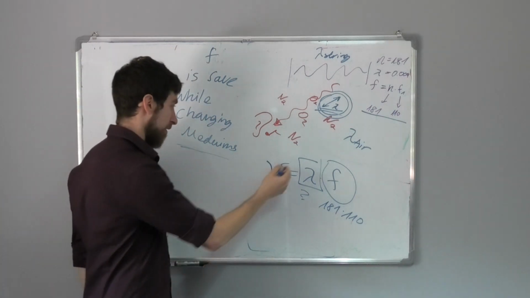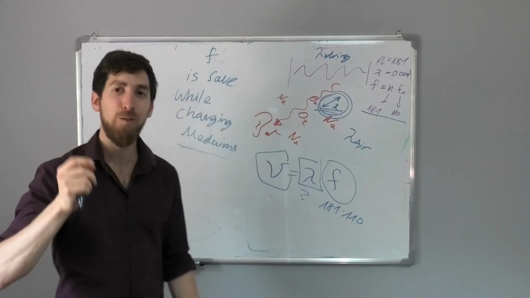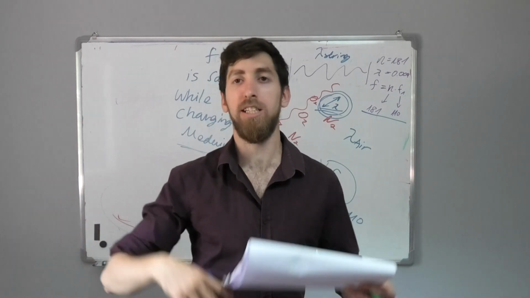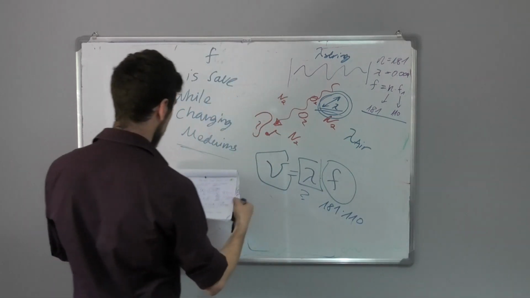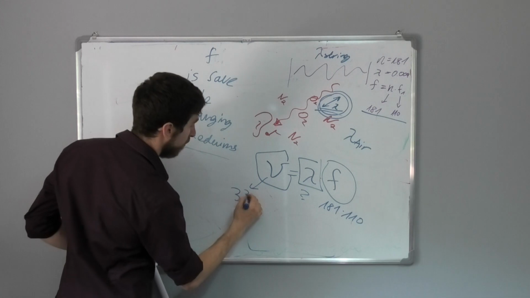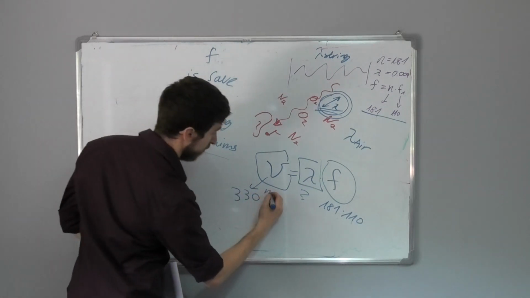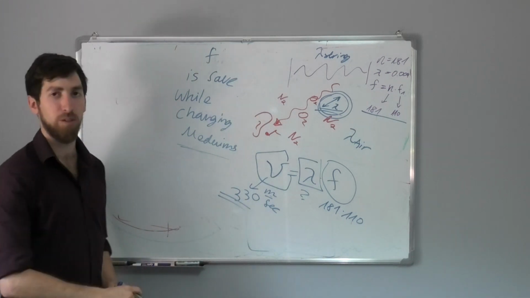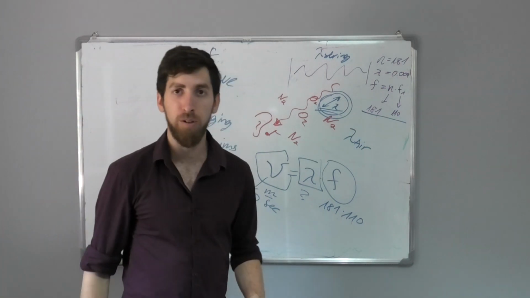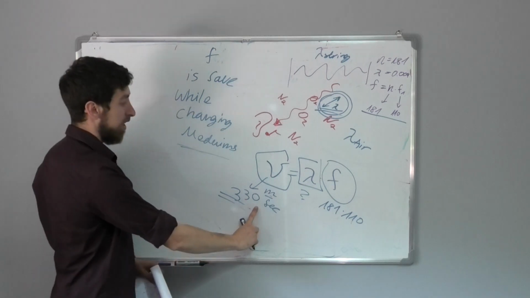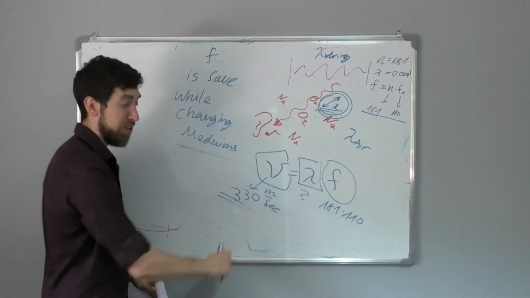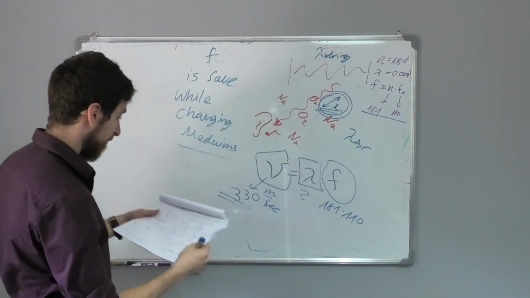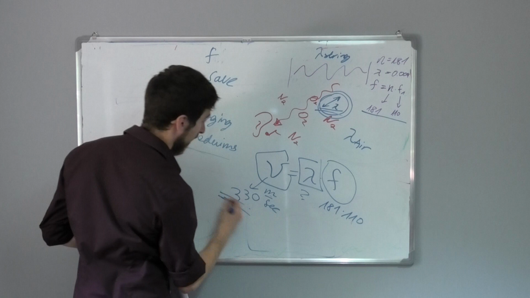But I know something. We know how fast sound goes inside air. It's a known value, like the speed of light. This value is equal to 330 meters per second. This is the speed of sound. If I'm shouting at you and you are 330 meters away from me, you're going to hear it after 1 second. So this is the speed of sound.